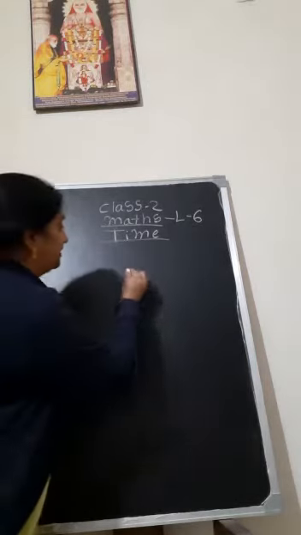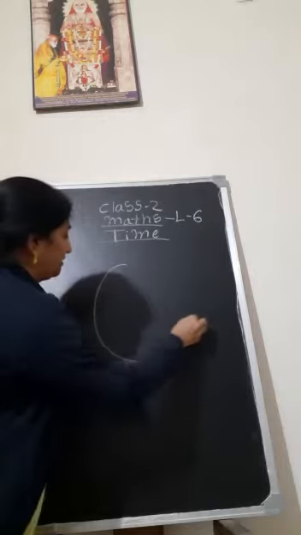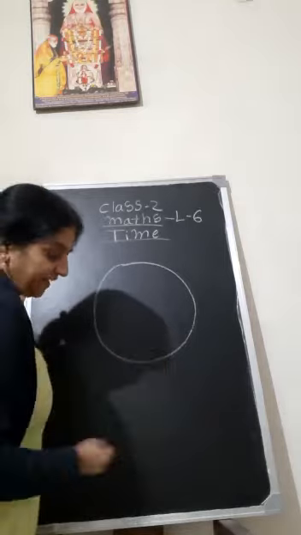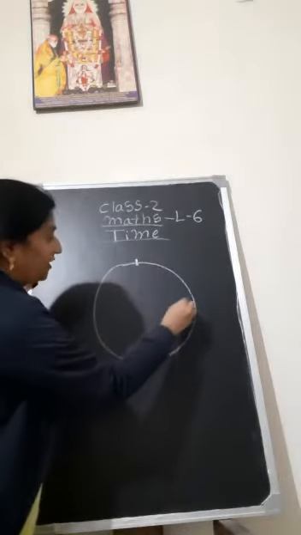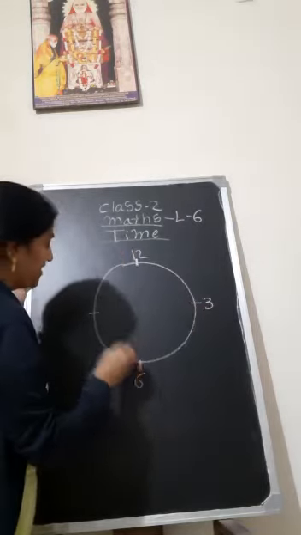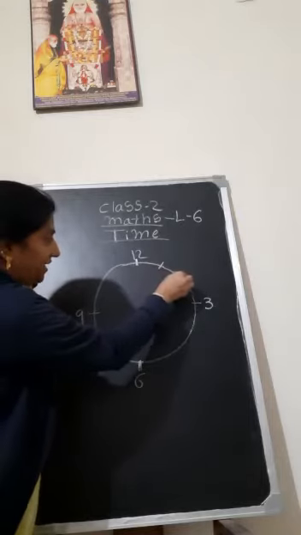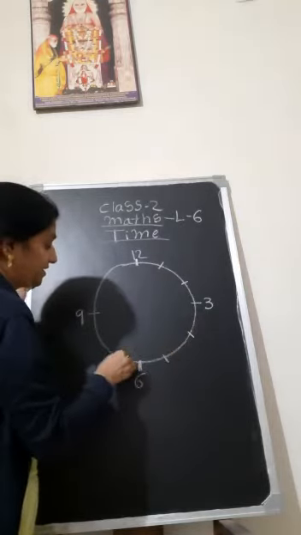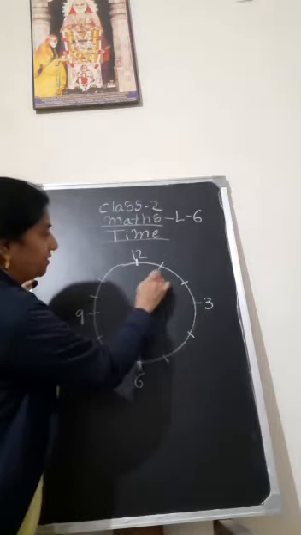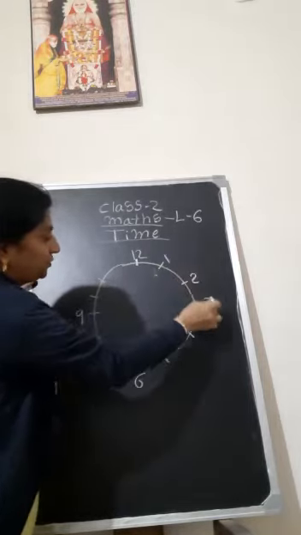Okay. So first, this is our clock. From this we are getting to know about the time. It has 4 parts like this. This is 12. This is 3. This is 6. And this is 9. In between those we are writing some numbers. So this is 1, 2, 3, 4, 5, 6, 7, 8, 9, 10, 11. So this is our clock.